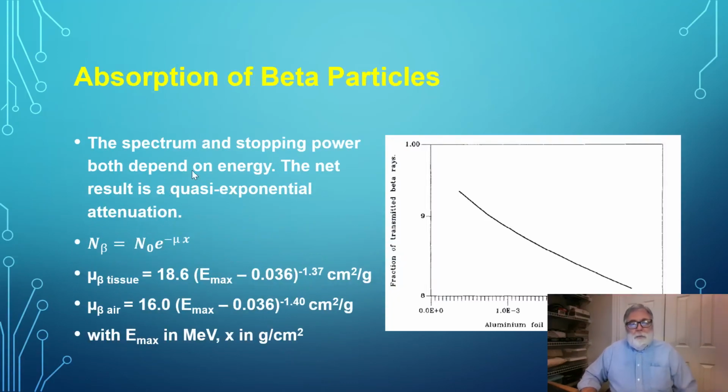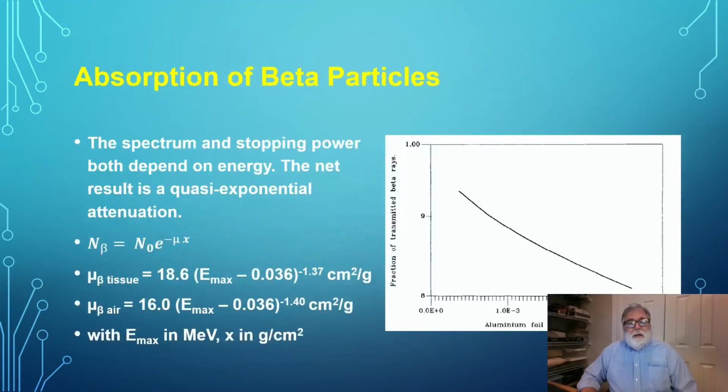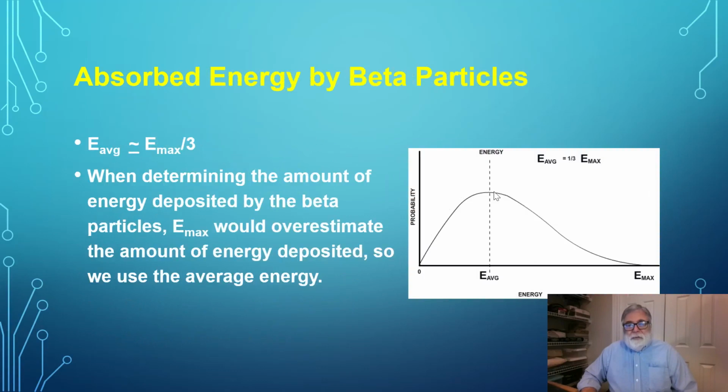So, as I said, the average energy is about a third of the beta particle energy. I remember putting that slide in. The spectrum is continuous, and the dE/dx is a function of energy as well.